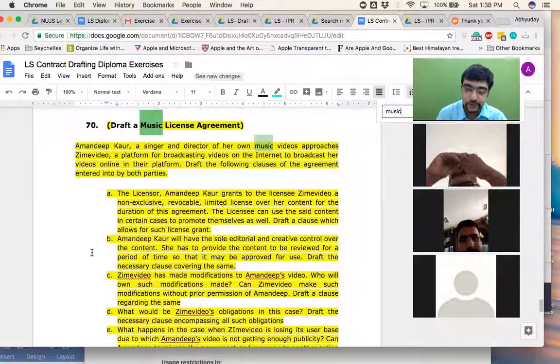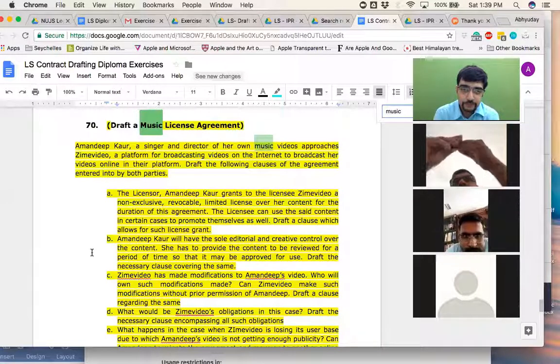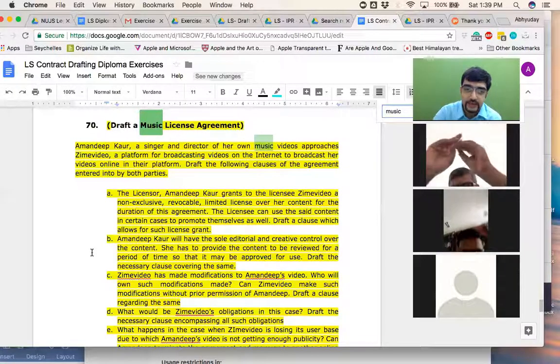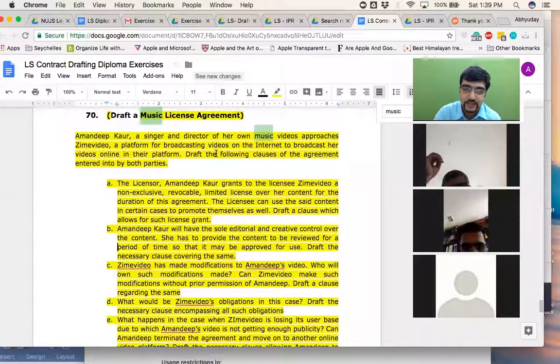Right. Okay. So the next assignment for next week is this. Before your next week class, you will have all these assignments. Till now, you will have all these templates. Okay. So draft a music license agreement. There's a singer and director of her own music videos who approaches a video platform for broadcasting videos on the internet to broadcast her videos online.